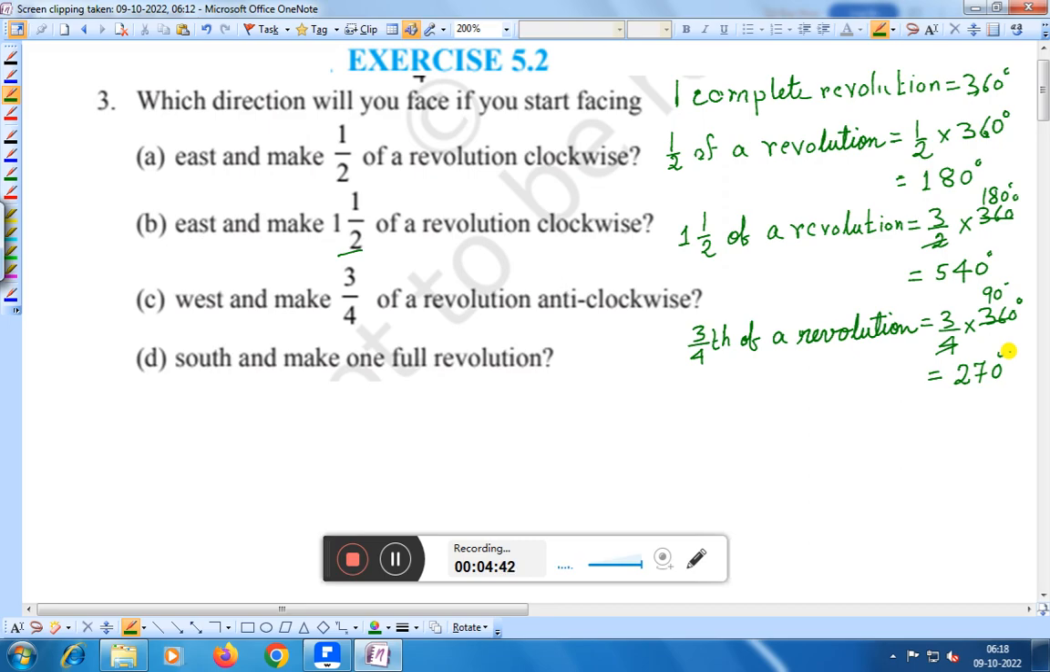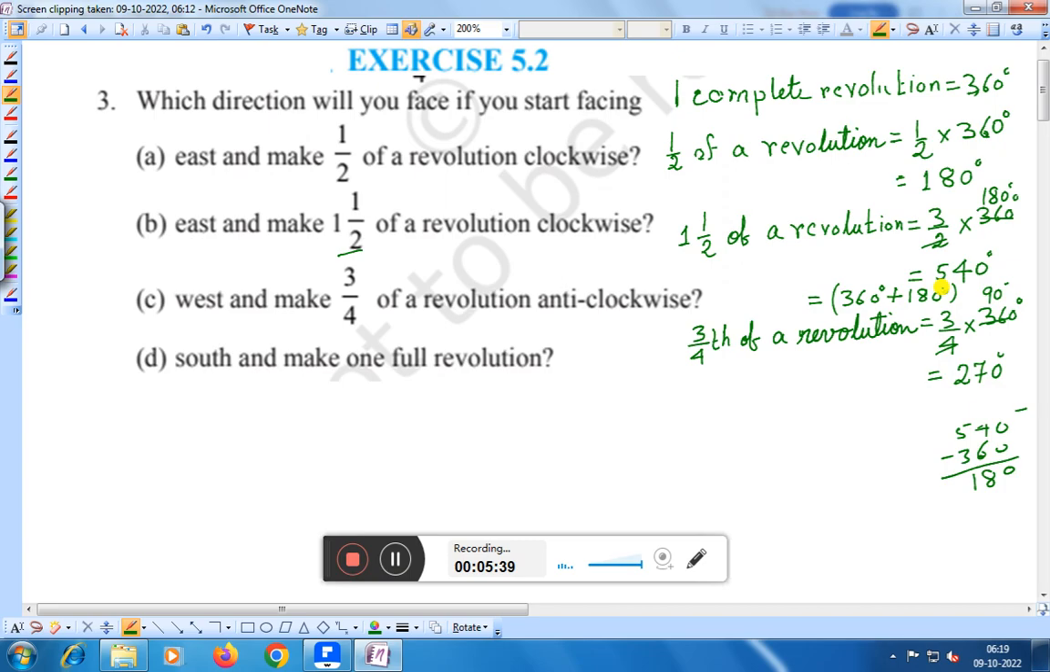Now you find that half of a revolution means 180 degree, 1 whole and 1 by 2 of a revolution means 540 degree, and 3/4 of a revolution means 270 degree, right? 540 degree can be written as 360 degree plus what you subtract from 540, 540 minus 360, that is 180 degree, right? 360 plus 180 degree. Right, in this way.